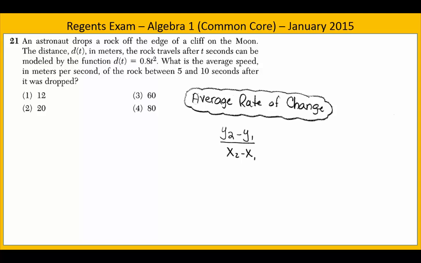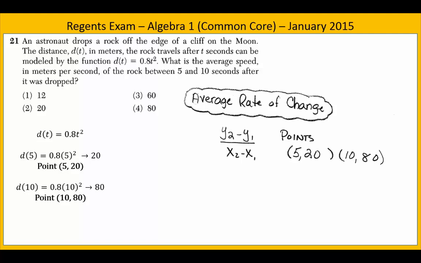There are a couple of ways we could get these points. Option 1 is to use substitution and use the function to find the values. d(5) gives me an output of 20. So at 5 seconds, the output was 20, and so the point is (5, 20). At 10 seconds, we calculate d(10), and we find the output is 80. So the point is (10, 80). We now have our 2 points, (5, 20) and (10, 80).